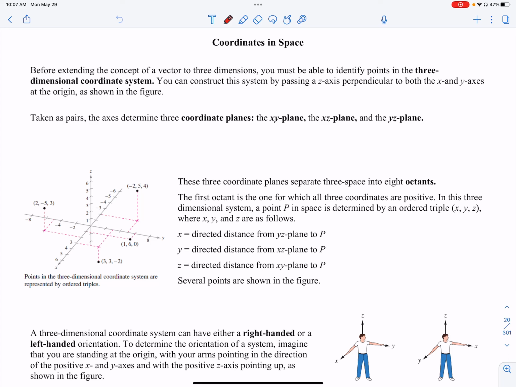This video will begin our discussion of coordinates in space. You guys have done an assignment for me to begin this discussion. This is a bit of a review. We have a three-dimensional coordinate system. This is the world we live in.